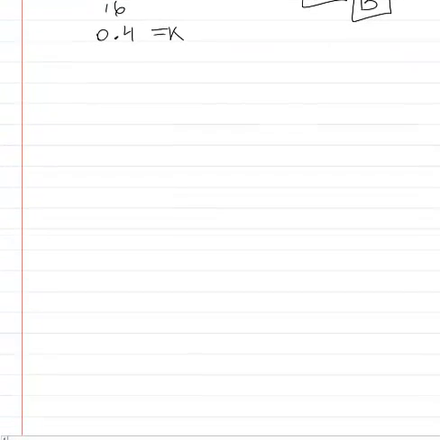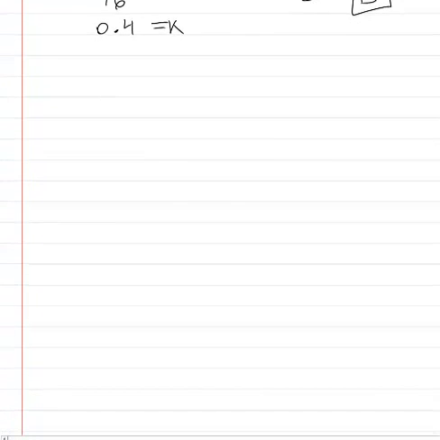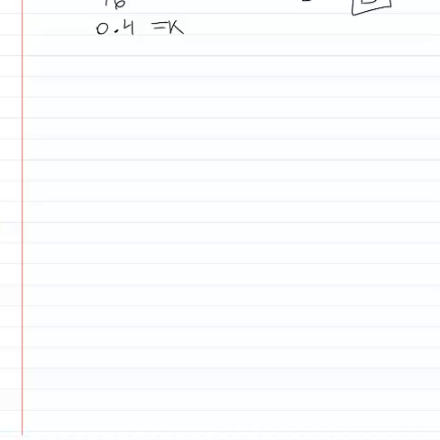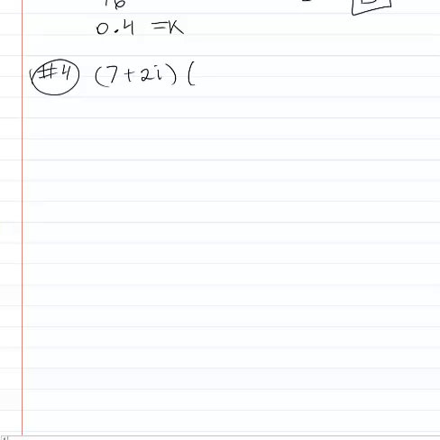Okay, now let's get to some. So this was, I think, stuff from chapter 1. Now let's get to our polynomials. Remember that the majority of chapter 2 is about polynomials and the theory behind it. Okay, so question number 4. A little arithmetic with complex numbers. Okay, so we got 7 plus 2i multiplied by 4 take away 6i.